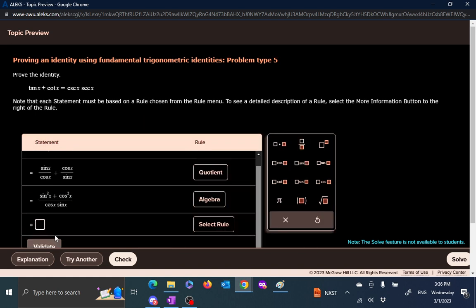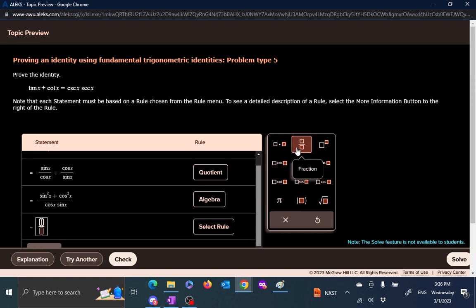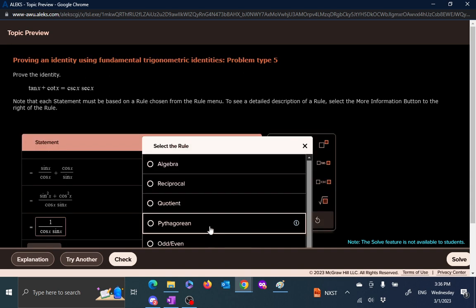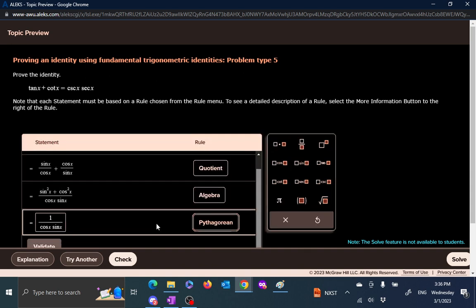And then the numerator, sine squared plus cosine squared, that's our very famous identity. So let's make my fraction. The numerator is just 1, and the denominator is cosine x and then sine x. What I'm doing here is the Pythagorean identity to replace the numerator.